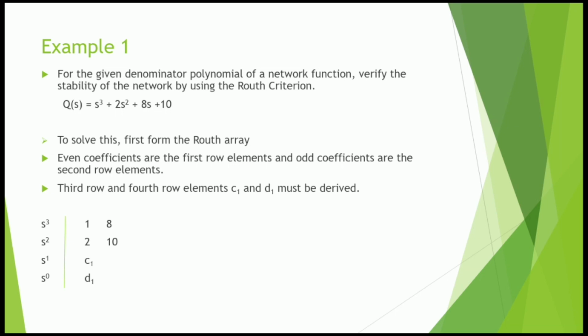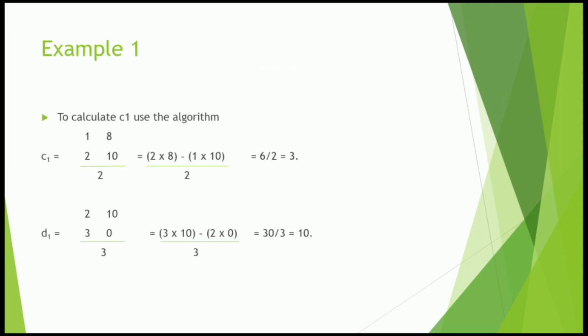Then the third row and fourth row are C1 and D1. Now we have to find C1 and D1 from the first row elements 1, 8 and the second row elements 2, 10. For that, we use the algorithm. C1 is equal to the determinant of 1, 8, 2, 10 divided by 2, which is equal to 2 into 8 minus 1 into 10 divided by 2. That is equal to 3. Then D1 is equal to the determinant of 2, 10, 3, 0 divided by 3. That is equal to 30 by 3, which is equal to 10.